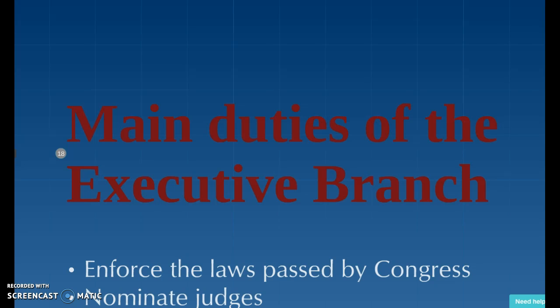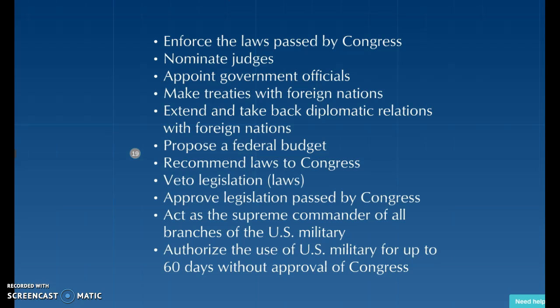Now, the main duties of the executive branch. Typically, they're known to enforce the laws passed by Congress. They're going to nominate judges. They appoint government officials. They make treaties with foreign nations. They extend and take back diplomatic relations with foreign nations. They can also propose a federal budget, which is kind of big, and that's something that's going into dispute right now. They can recommend laws to Congress, veto legislation or other laws, approve legislation passed by Congress.